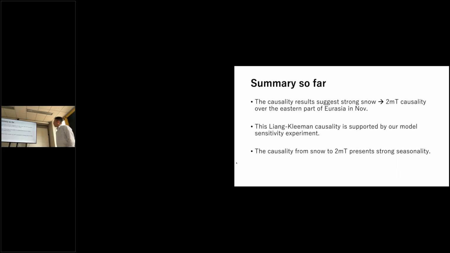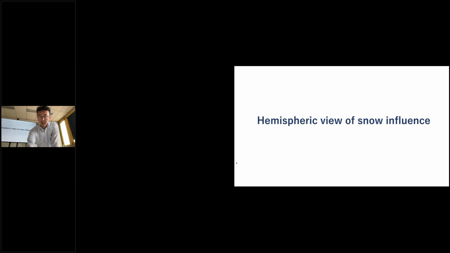So, a summary so far: we attempted to apply the causality analysis to the snow and 2-meter temperature process, and we found strong causality in the western part of Eurasia. And the result of the information flow causality is supported by our model sensitivity experiment. So let me move on to the second topic.